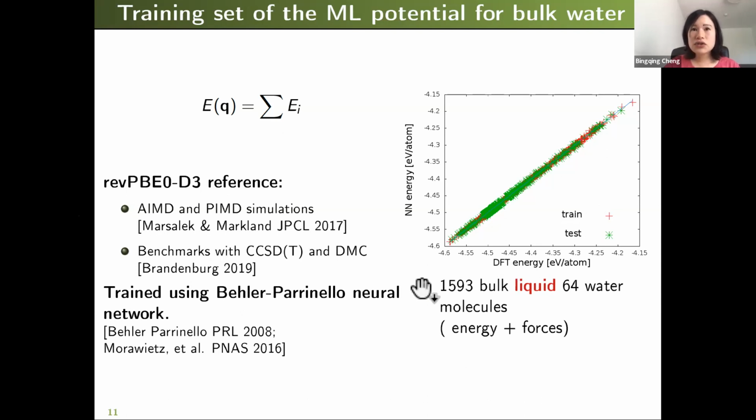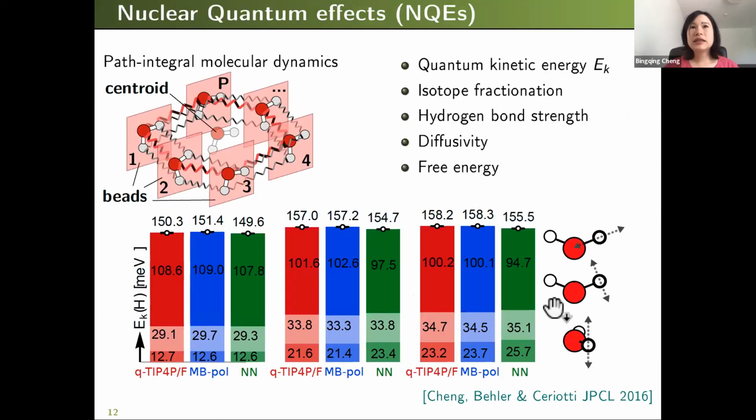And I just want you to take a small mental note on the composition of the training set. The training set has about 1,500 bulk liquid water configurations. And so for water, just the potential energy surface is not quite enough. The reason is that hydrogen is very light, and the hydrogen atom usually has very strong nuclear quantum effects, and the nuclear quantum effects can influence many aspects of our system, such as the free energy, hydrogen bonding, diffusivity, and so on.